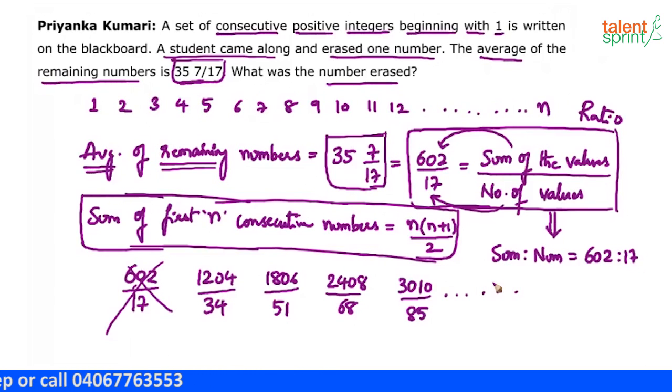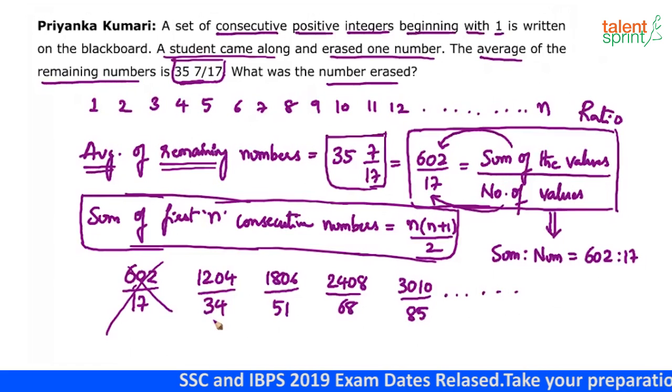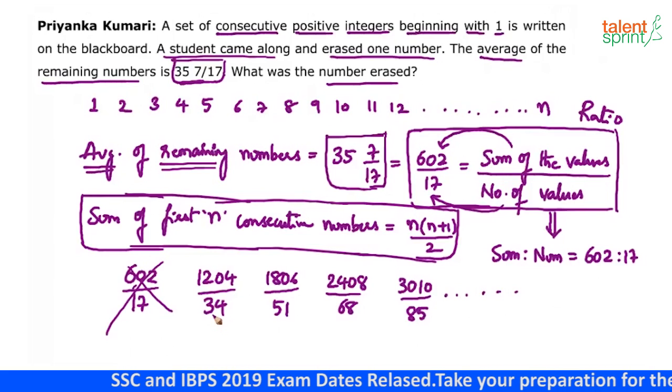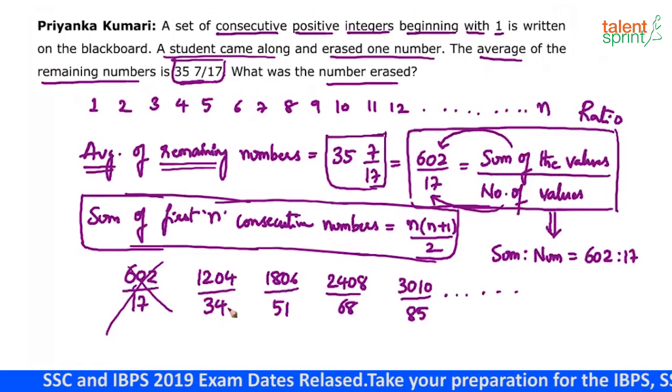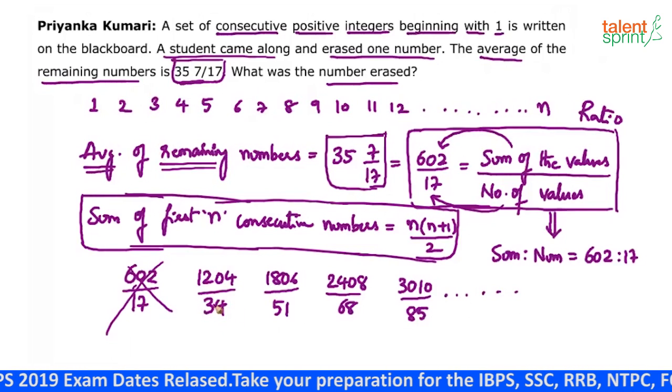So what are the possibilities? 602, 17. You can multiply both of them by 2, so it will become 1204 by 34, 1806 by 51, 2408 is to 68, 3010 is to 85, and so on. You getting it? Now check for the second one, 34. If the remaining numbers are 34, originally there were 35 numbers.